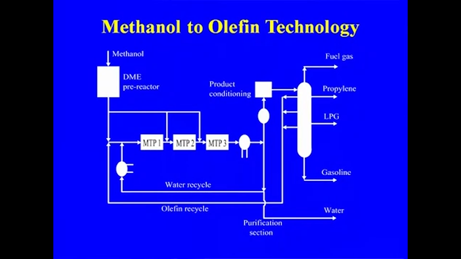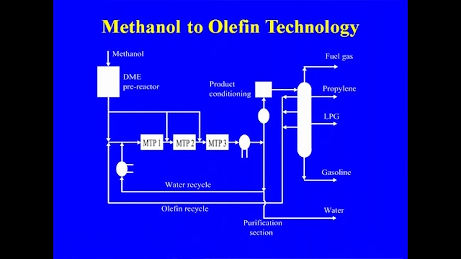This is the methanol to olefin technology, where methanol and dimethyl ether go to a pre-reactor and different reactors. From the different reactors, the products go to a fractionating column, as I told you, for fractionation of the product, and then the purification section. This is the gasoline, propylene, LPG. So, this is the final product you are getting from the methanol to olefin technology.